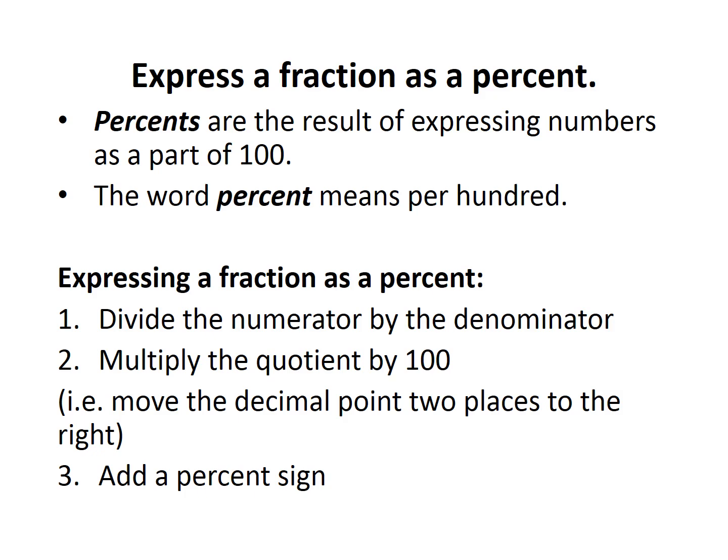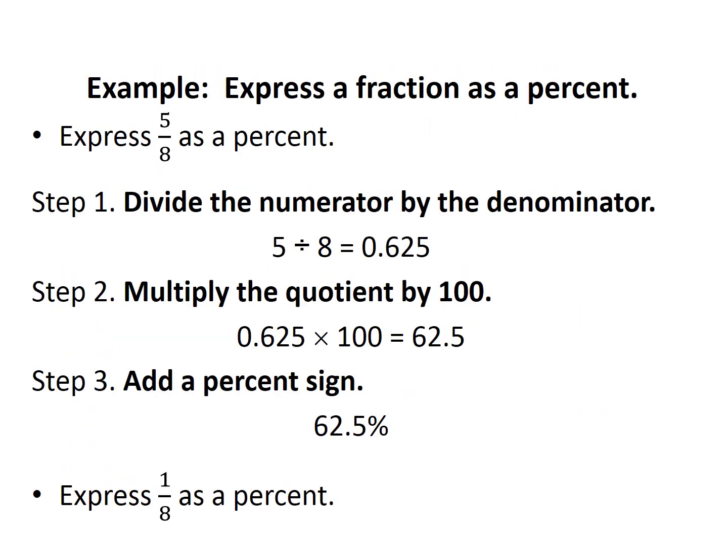So if we want to express a fraction as a percent, we will just change it to a decimal and then multiply by 100, right? We did the decimal to percent conversions already. So if we wanted to do 5/8 as a percent, we hit 5 divided by 8, which will give you 0.625, multiply it by 100, which means move the decimal over 2 places to get 62.5 and add a percent sign.